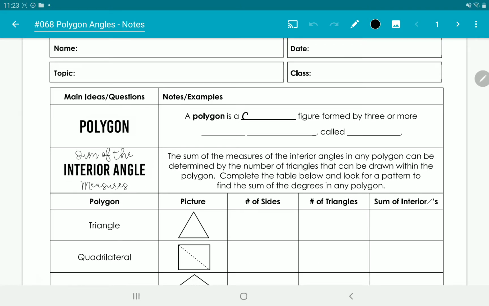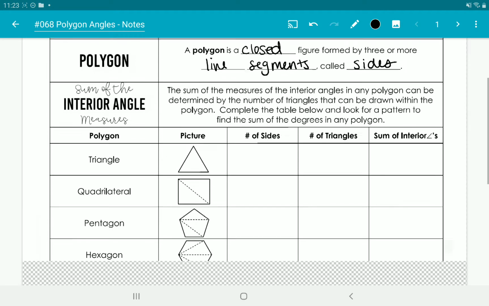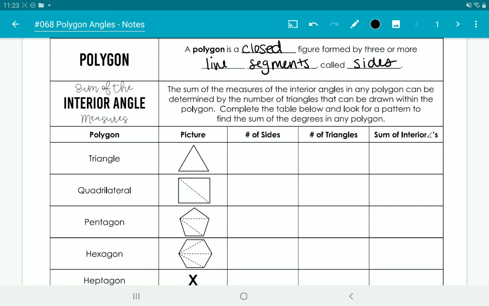So a polygon is just some kind of closed figure formed by 3 or more line segments. Those are called sides. So you make some little line segments or lines, and they close up to make a shape. Okay? So we are going to look at some of the interior angle measures.